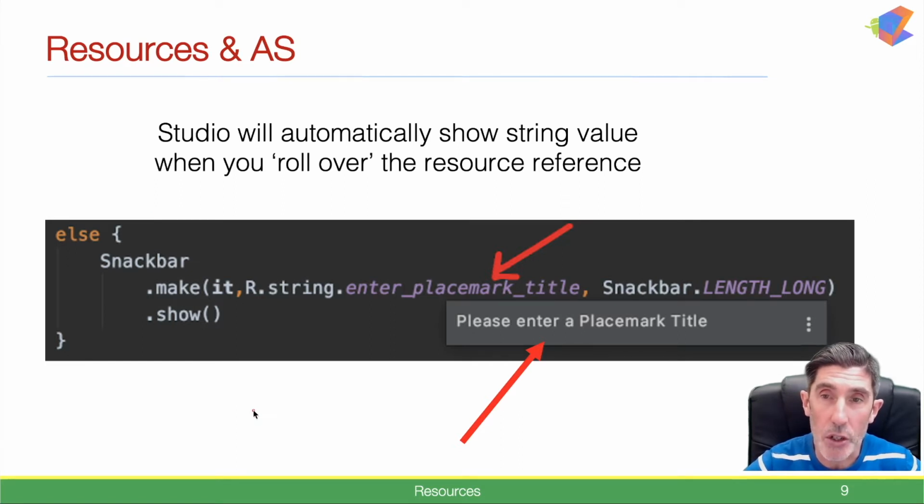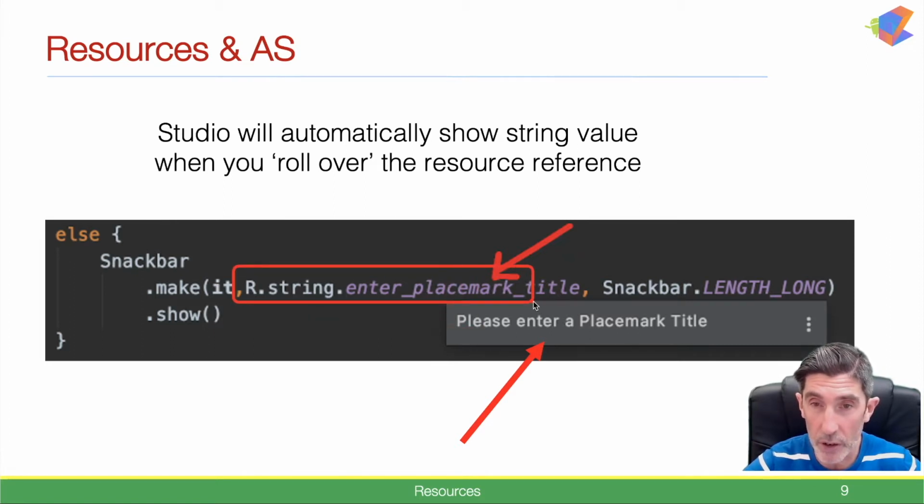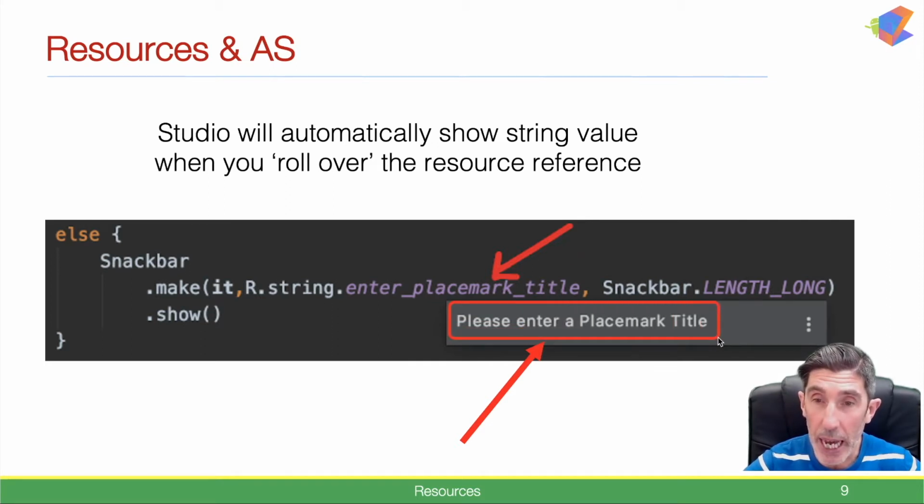Android Studio will automatically show string values when you roll over the resource reference. So here's a screenshot I took of the project itself. We have referenced inside our snack bar R.string.enter_placemark_title, but if we want to see what the actual text is, we can just roll over with our mouse, and Android Studio will tell you what it happens to be at the time. And if you want to, you could actually go in and edit it from there as well.